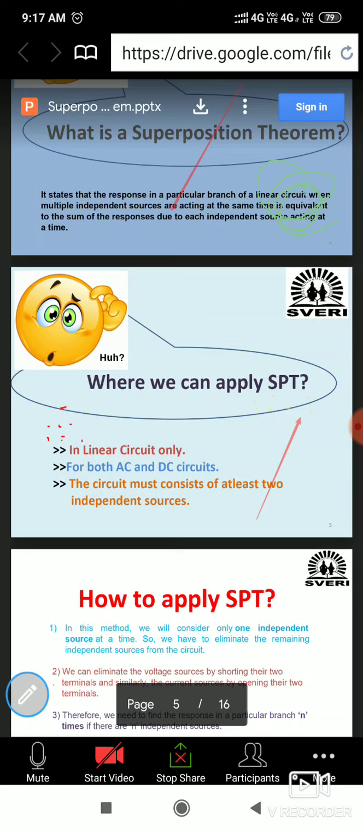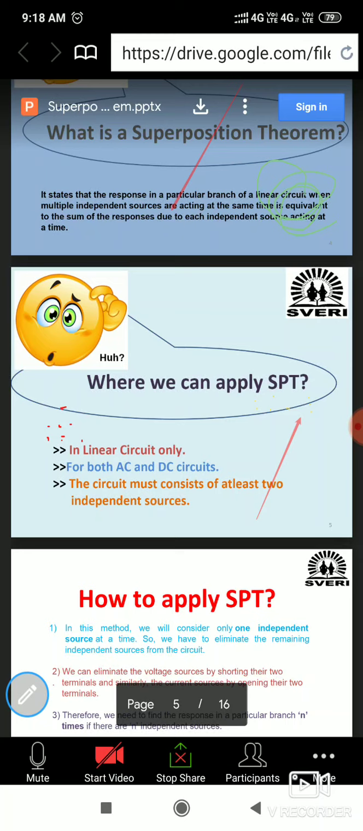So next, where can we apply the superposition theorem? There are some conditions here. The first condition is that only in a linear circuit can we apply the superposition theorem. Obviously, I told you what we mean by a linear circuit. Next, for both AC and DC circuits we can apply the superposition theorem, meaning the circuit may consist of DC sources or AC sources or a combination of these, whatever it may be.